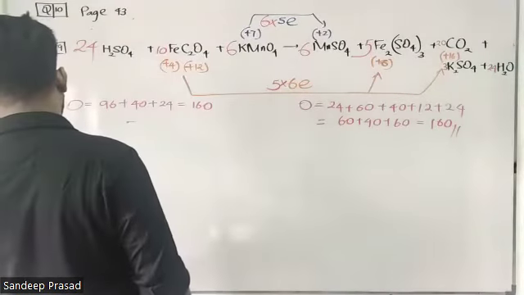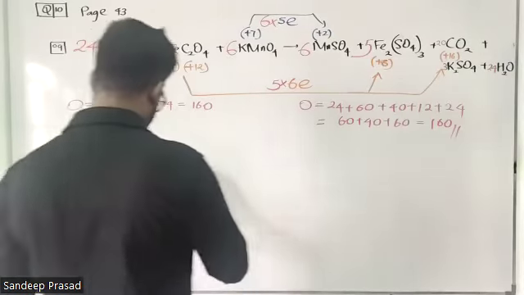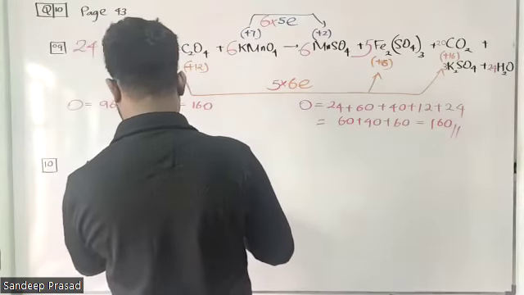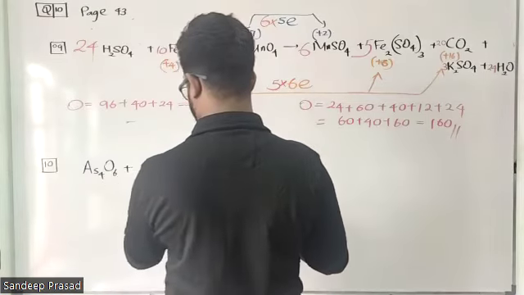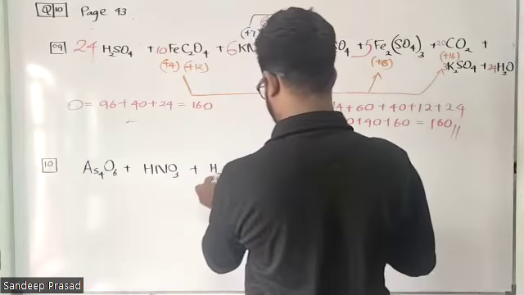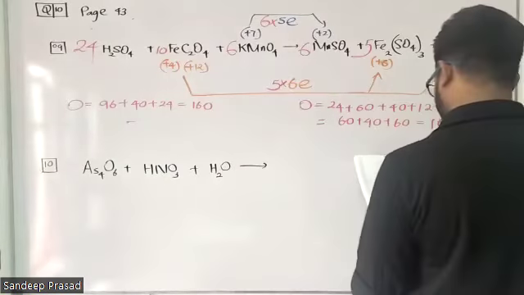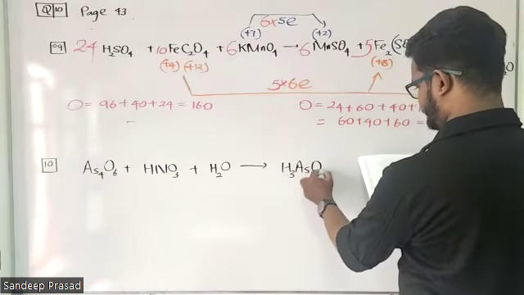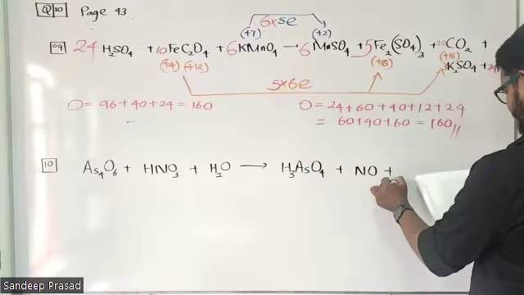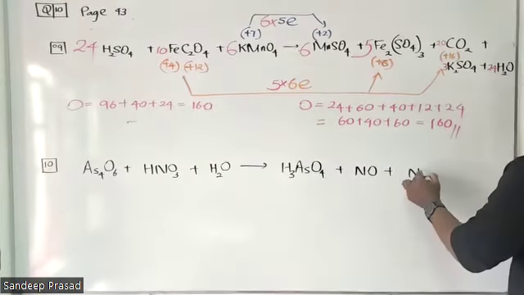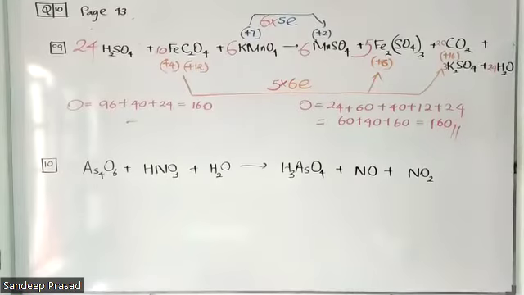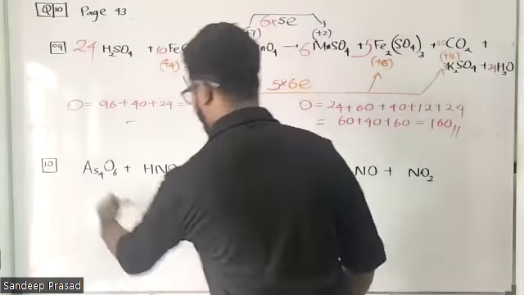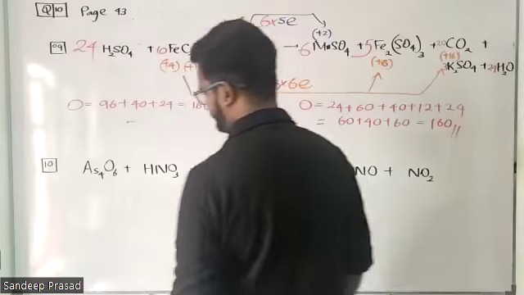Let's move to the question number 10. As4O6, HNO3 reacting with water to produce H3AsO4, arsenic acid, nitric oxide, and nitrogen dioxide. Okay, let's see. As you can see here, there are 4 arsenic atoms. Let me put here 4.